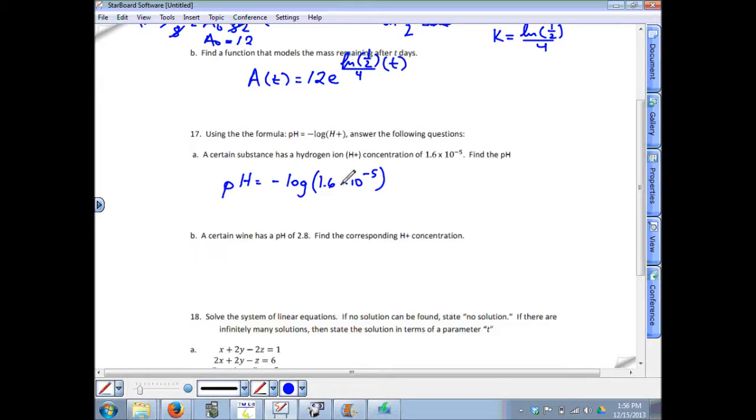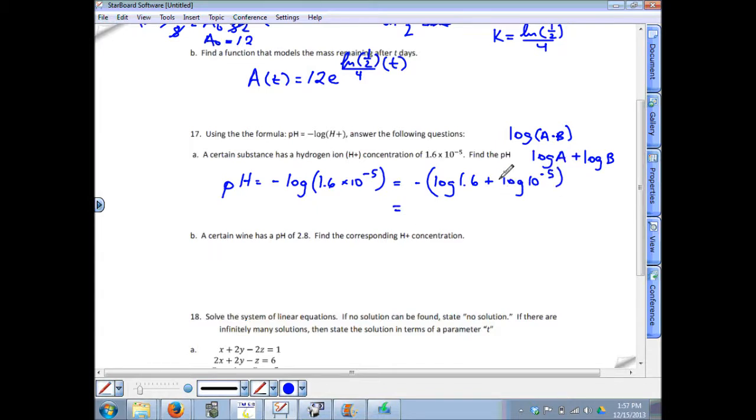Now, we're going to have to use the product property of logarithms here, because we're taking the logarithm of a product. Log of a times b is the same as the log of a plus log of b. This is the product property. So this is going to be negative. Now we're going to expand this logarithmic expression into the log of 1.6 plus log of 10 to the negative 5th.